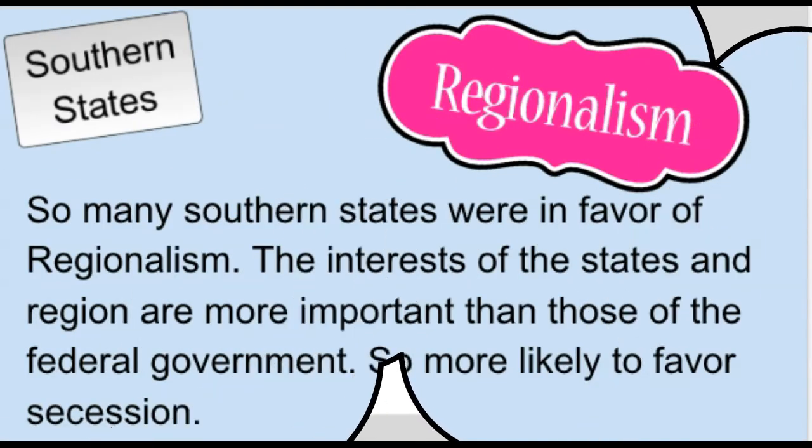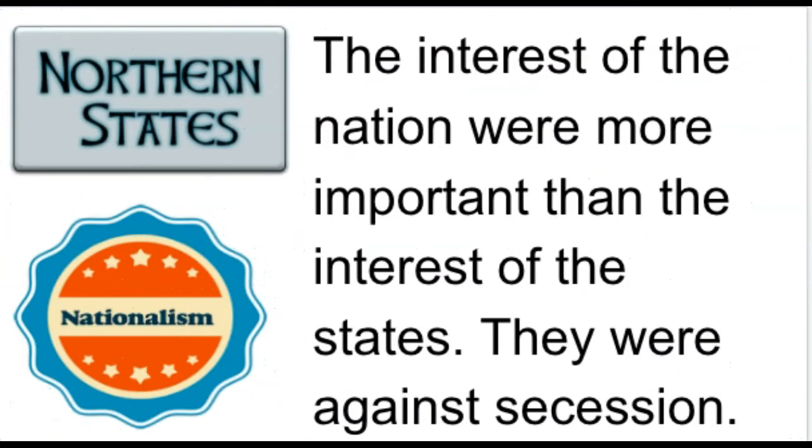So many southern states were in favor of regionalism. The interests of the states and region are more important than those of the federal government, so they were more likely to favor secession, or leaving the Union. While northern states favored nationalism, the interest of a nation was more important than the interest of the states. They were against secession.